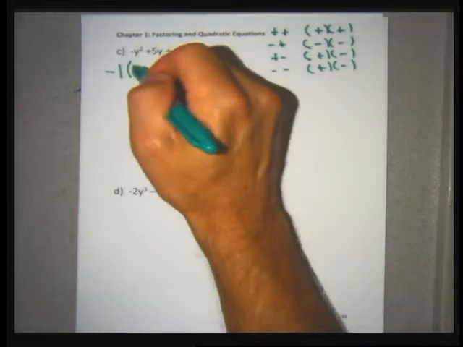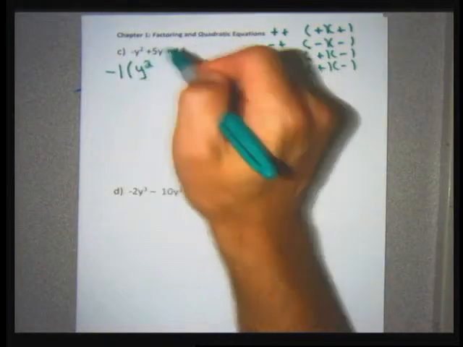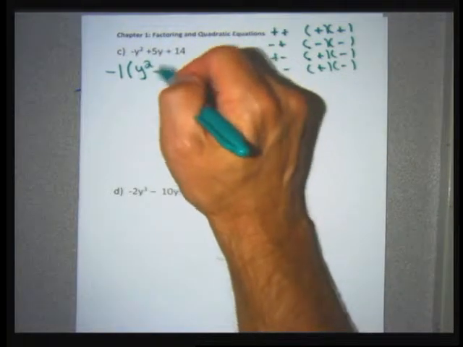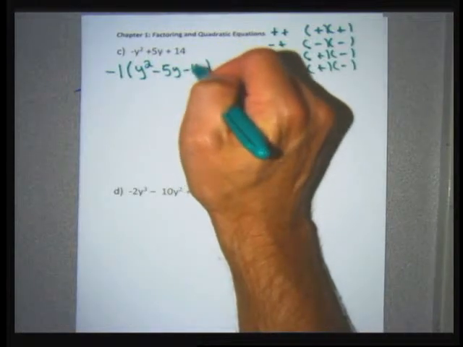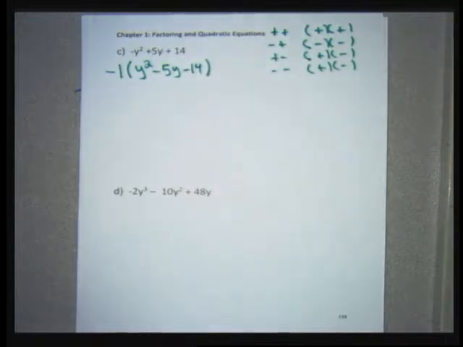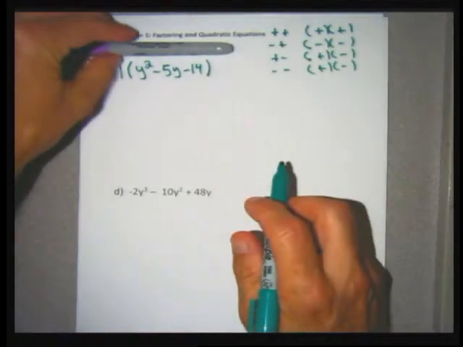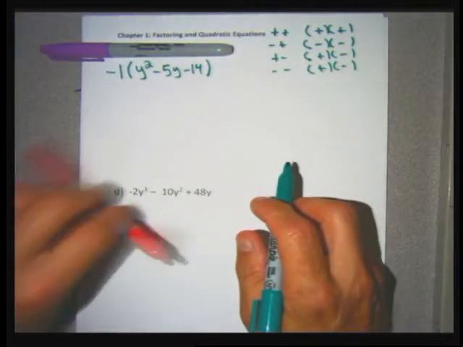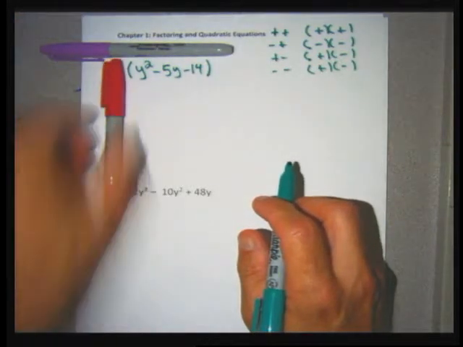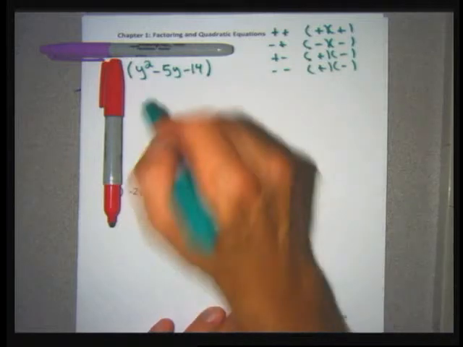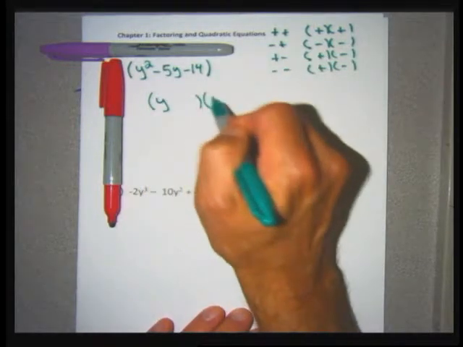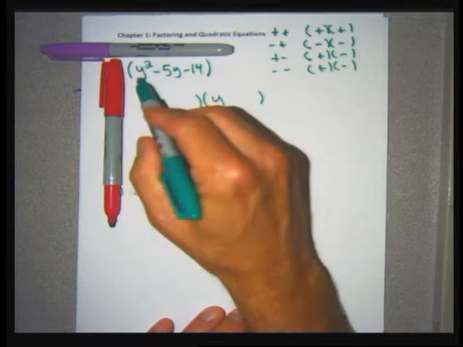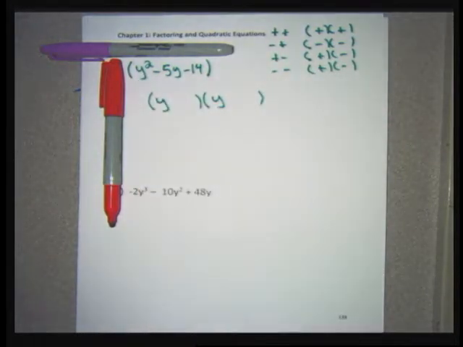The opposite of -y squared is positive y squared. The opposite of positive 5y is -5y. The opposite of positive 14 is -14. That -1 is going to stick around, but it's not going to be part of my two parentheses factoring. So now I ignore that, and I try to factor y squared minus 5y minus 14. I'm going to do that by creating two parentheses. I don't need bottoms up because there's not a number in front of the y squared.